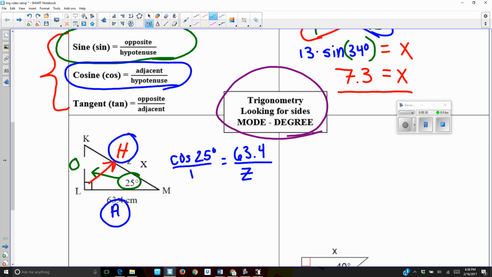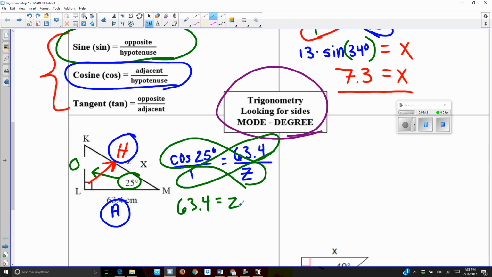Now we're going to cross multiply the same way we did last time. It's a little different here this time, though. When we cross product this way, 1 times 63.4 is just 63.4. When we cross product this way, you get z times the cosine of 25 degrees.